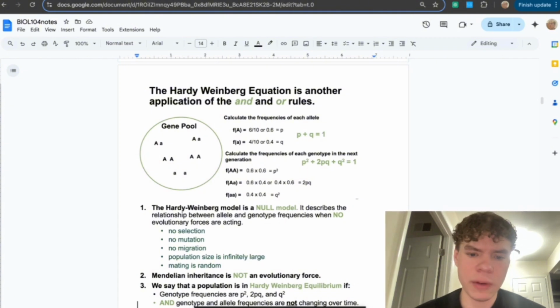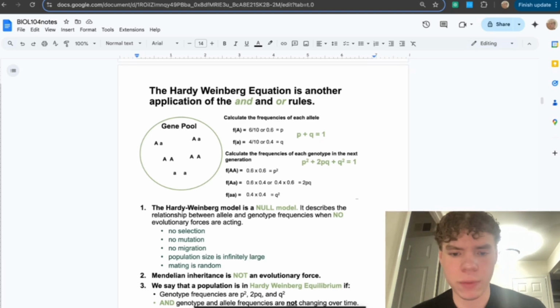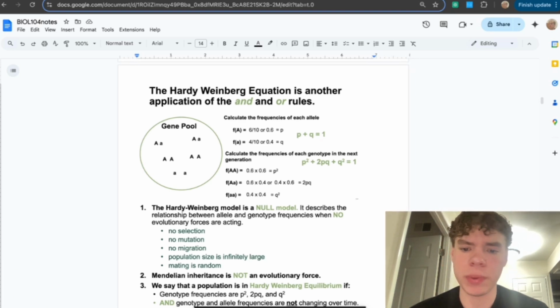And then once again, it's pretty straightforward. P squared is just P times P. And you have 2PQ and Q squared. All of these help us calculate our allele and genotype frequency. And the equations are pretty straightforward. P squared plus 2PQ plus Q squared equals 1.